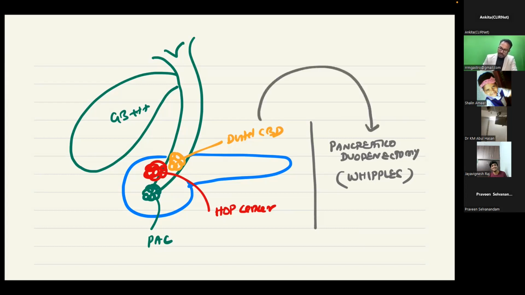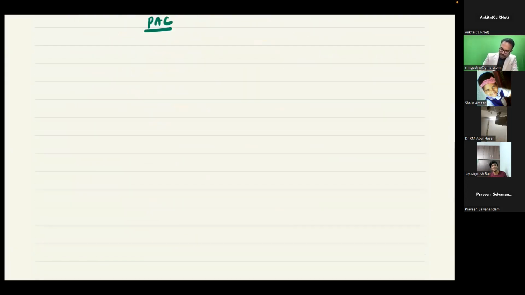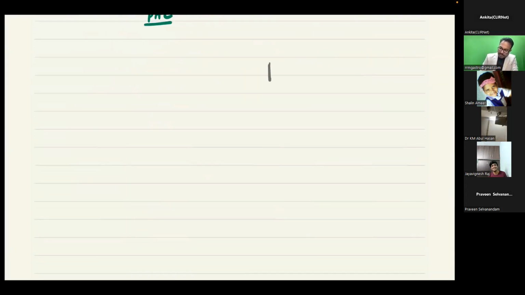Where will you do Whipple's operation? In a distal CBD cancer, in a head of pancreas cancer, in a periampullary cancer. In these 3 cancers, I'm going to do Whipple's. What is Whipple's? You should understand. So Whipple's operation is one of the dream surgeries of gastrosurgeons. We always love to do this surgery.